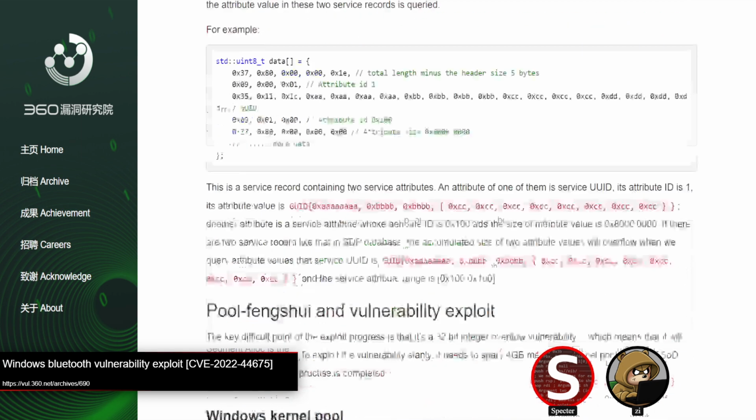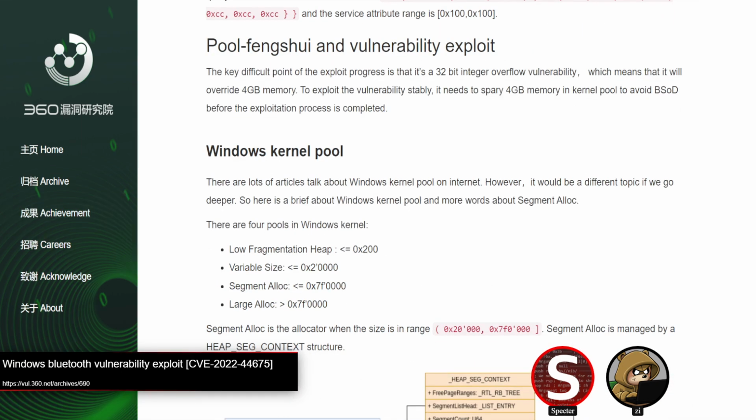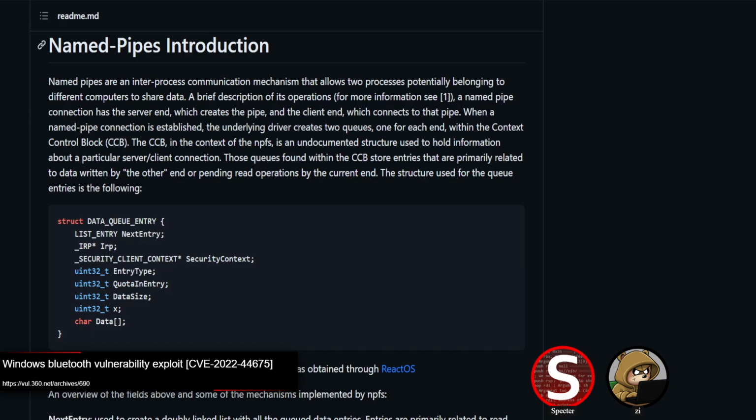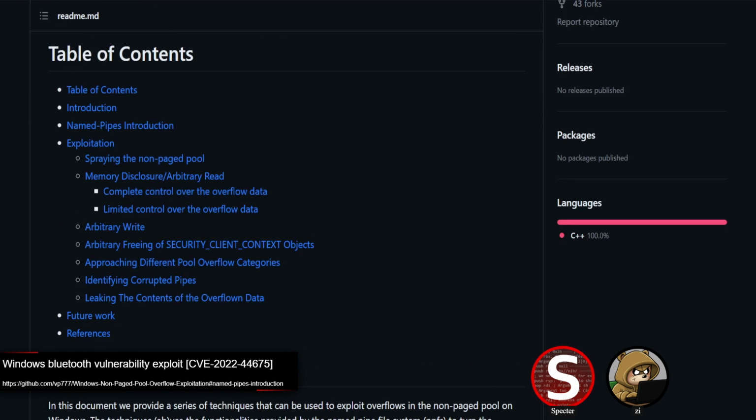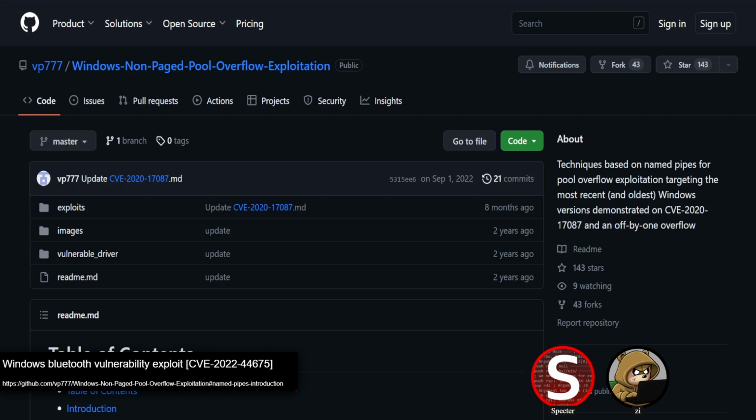This would be a heap overflow in the kernel pool, and it would be a fairly large one at like 4 GB. So they did need to take some care on which pool they would hit. Ultimately, they chose the segment alloc pool, which can span 4 GB in size, and they also leverage the named pipe technique, which they don't really go into here. They do link off to a GitHub repo that explains more about how that technique works. I won't go super into it, but it's fairly self-explanatory.